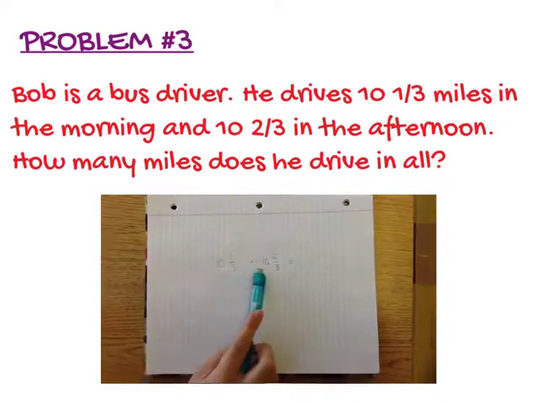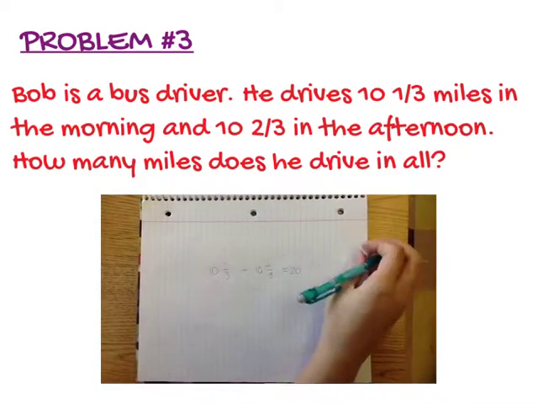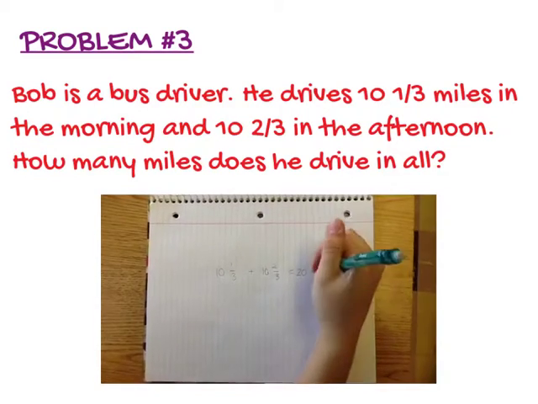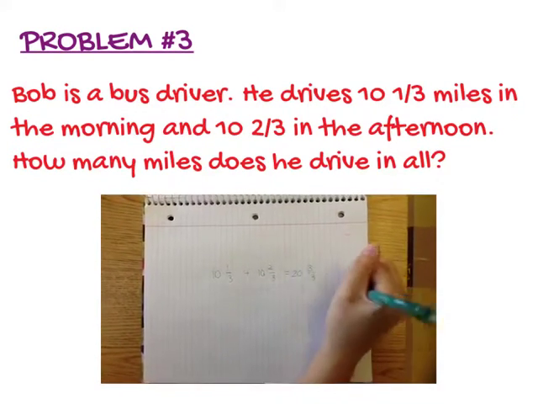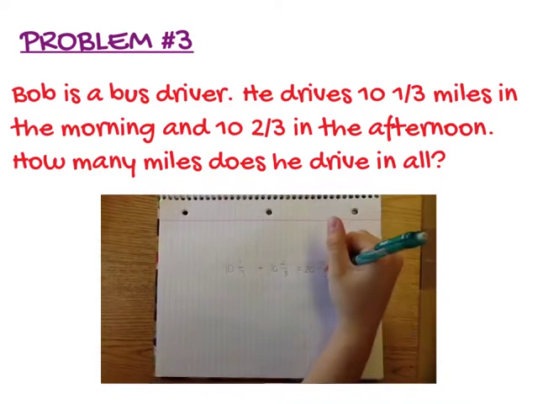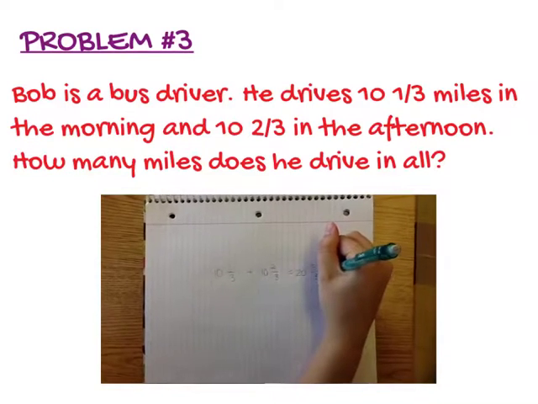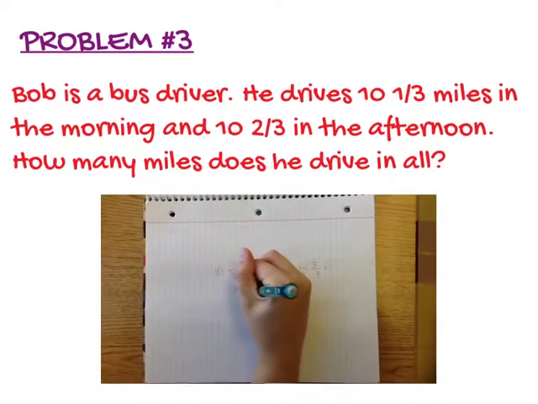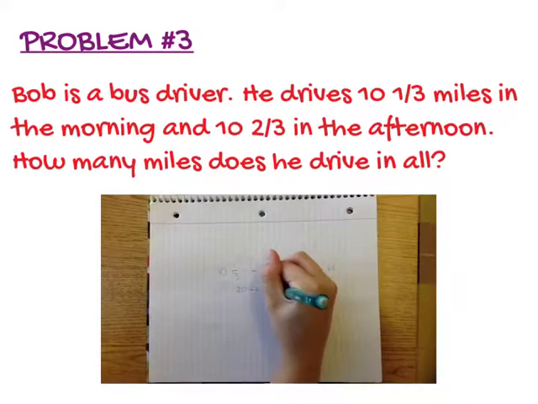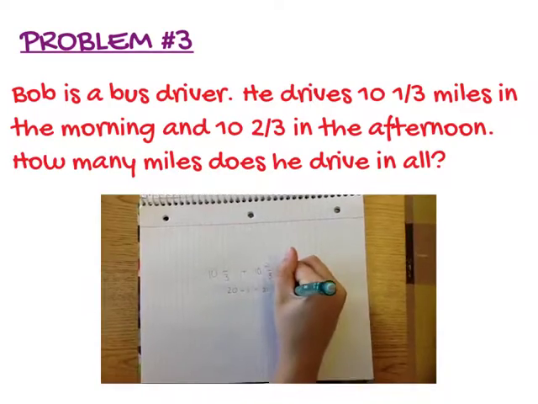So you take your two whole numbers and add them. 10 plus 10 equals 20. You take your two numerators, 1 and 2, and add them, and the denominator stays constant. So in any problem where the numerator is the same number as the denominator, that automatically equals 1. So you take 20 plus 1, which gets you to 21 miles. So Bob drives 21 miles each day.